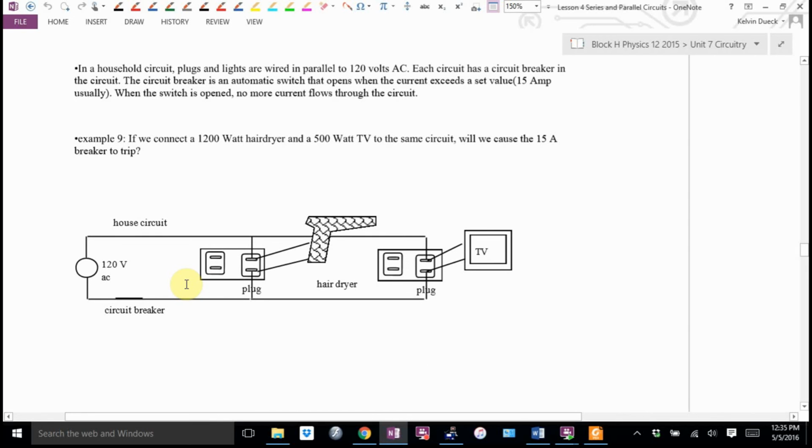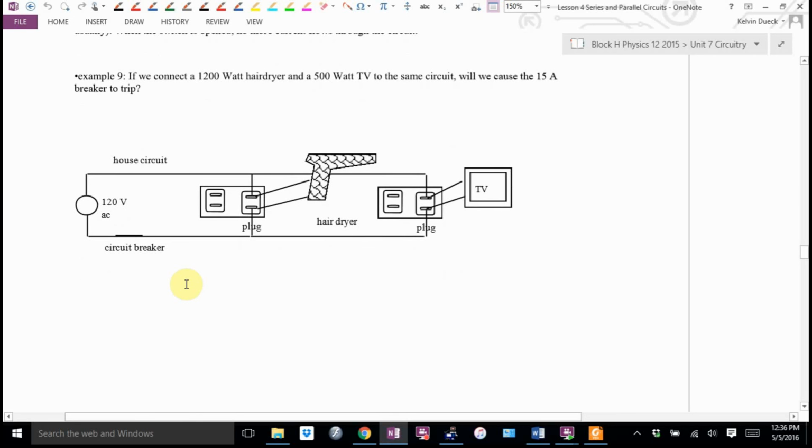If we connect a 1200 watt hairdryer and a 500 watt TV to the same circuit, will we cause the 15 amp breaker to trip? You know what? Let's draw the equivalent circuit diagram. We have a voltage source, 120 volts AC. The symbol for alternating current, so direct current is that. Alternating source, it's drawn as a circle and then with a little sine wave to show that the current is going back and forth.